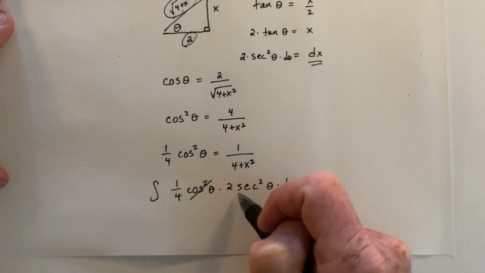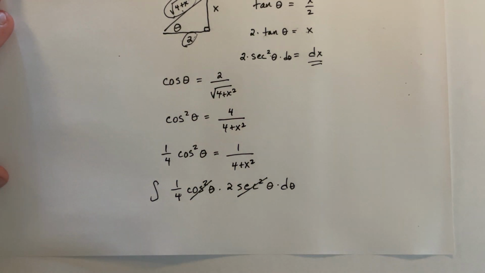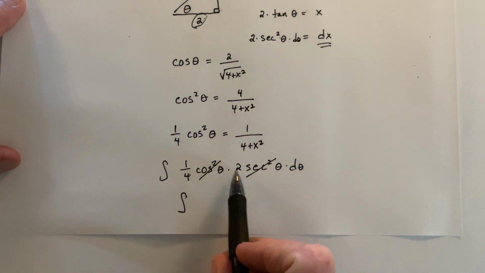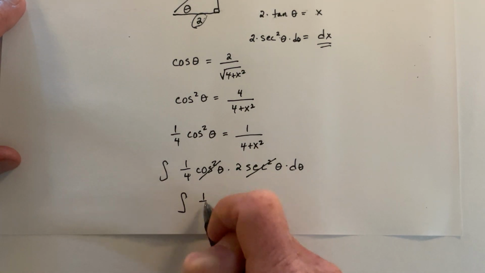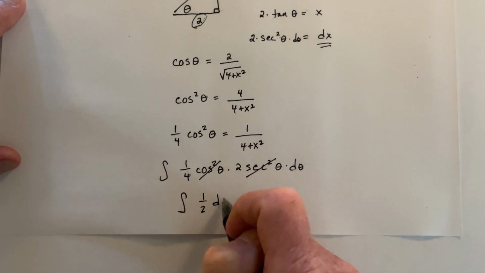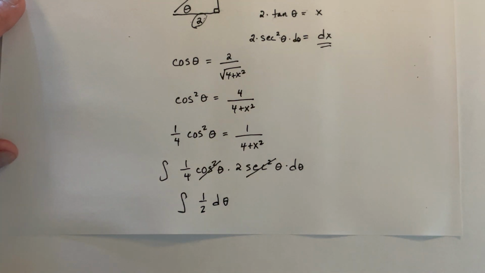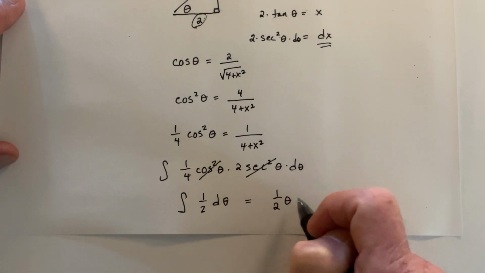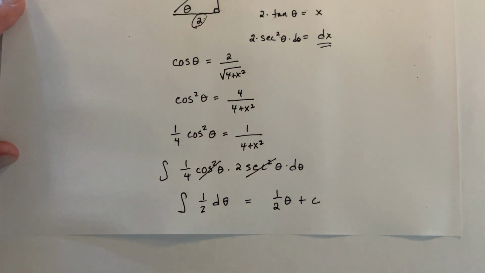So believe it or not, all of this trigonometry gets eliminated. So all we have to do is integrate. This is a 2 over 4, aka a 1/2. So that's all we have to integrate. So the antiderivative will be 1/2 theta plus c.